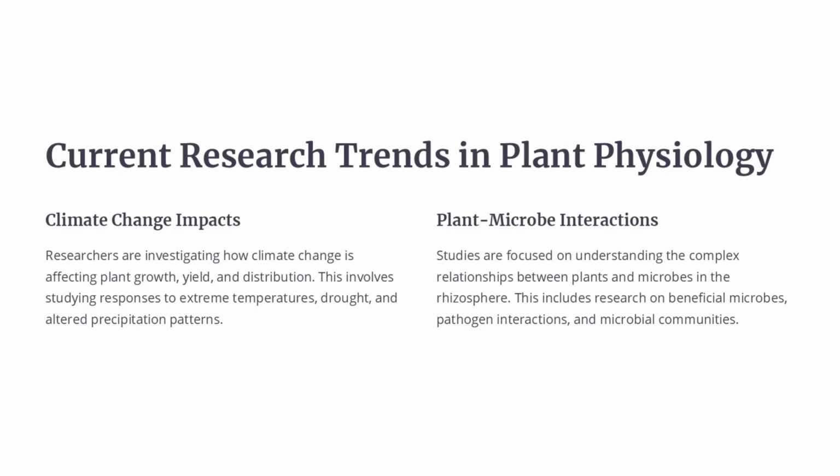Climate change is having significant impacts on plants. We're studying how factors like extreme temperatures, drought, and altered precipitation patterns are affecting plant growth, yield, and distribution.